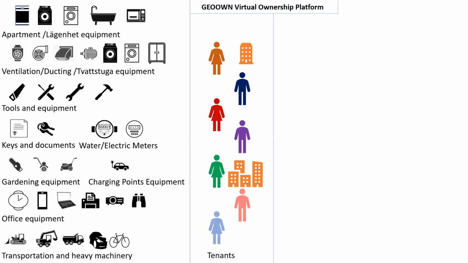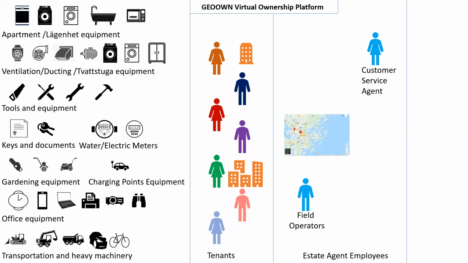In recent times, you have charging point equipment with electric cars, and you have these residential complexes, and you have a number of tenants who stay there. And then you have your employees, field operators, and customer service agents, which cater to all your tenants. And you would also interact with equipment companies which supply you the equipment, and perhaps insurance companies which insure your equipment. So you have this whole gamut, and GEOOWN Virtual Ownership caters to all processes in this ecosystem.